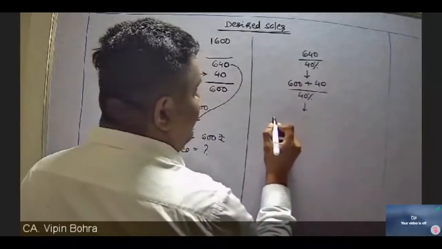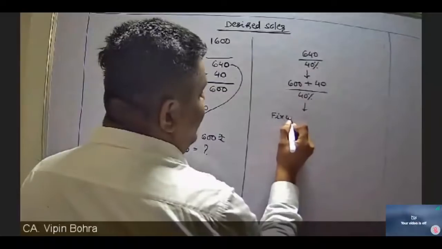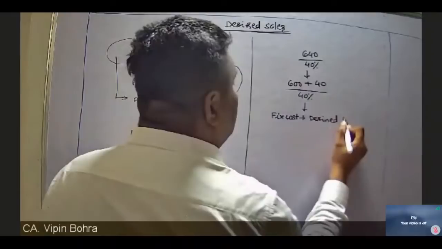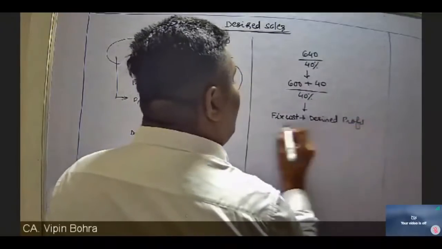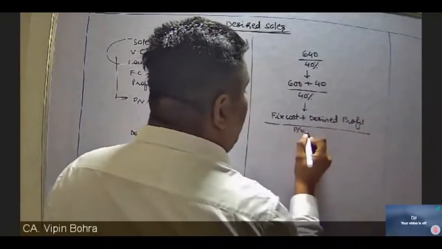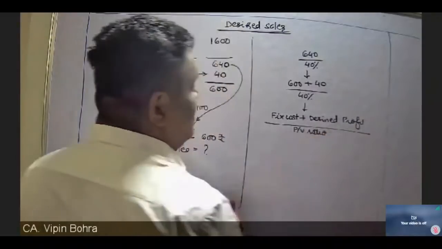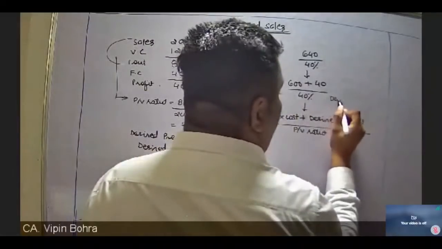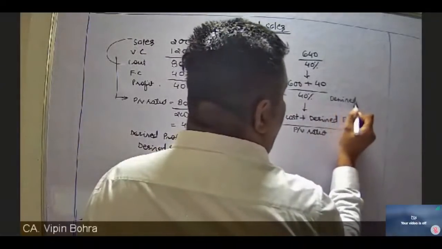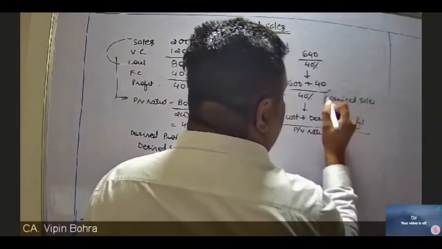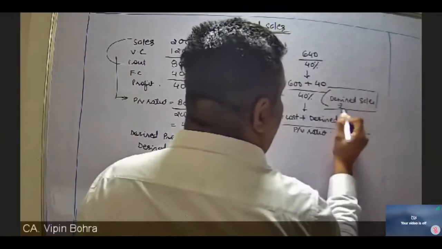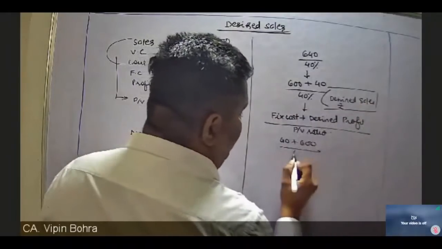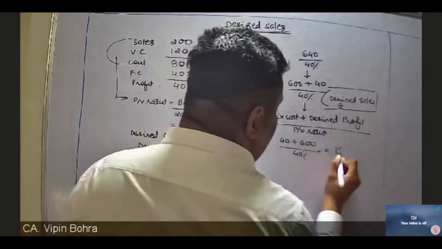Therefore, the formula will be: 40 is my fixed cost, 600 is my desired profit, 40% is my PV ratio. So that is what? My desired sales in rupees. So 40 plus 600 divided by 40%, that is 1600.